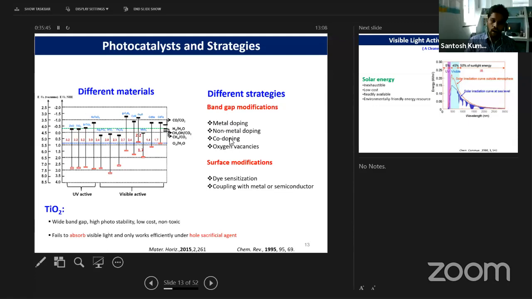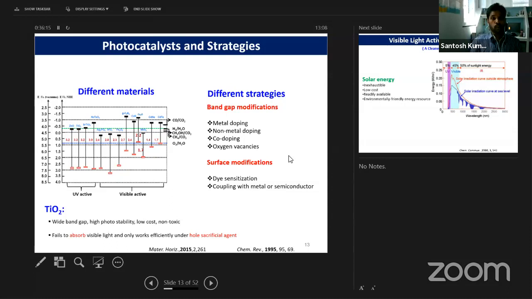And another option is non-metal doping. For example, if you dope nitrogen into titania, what happens? It forms an energy level just above the valence band, so that again brings down the band gap energy, so it can absorb visible light. You can co-dope as well and create oxygen vacancies. There are a lot of strategies for bringing it from UV to visible light active.